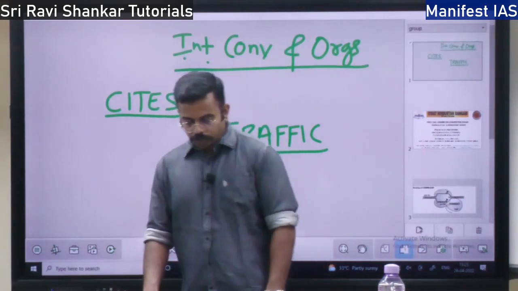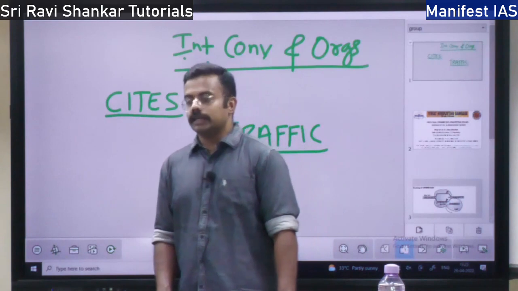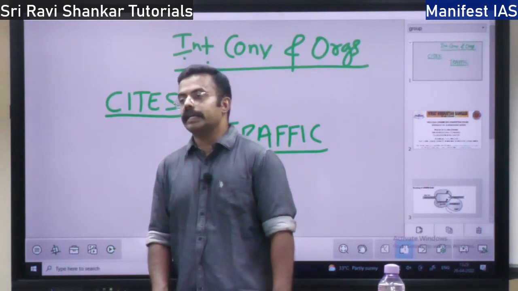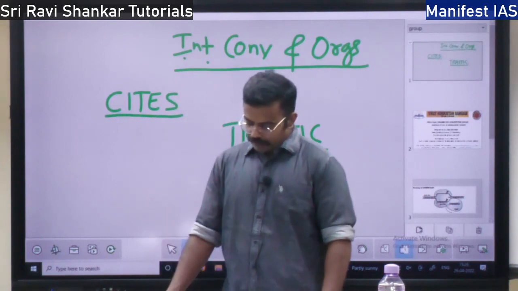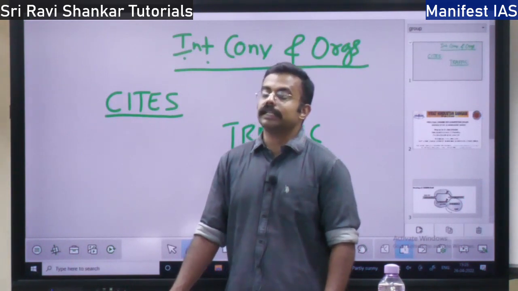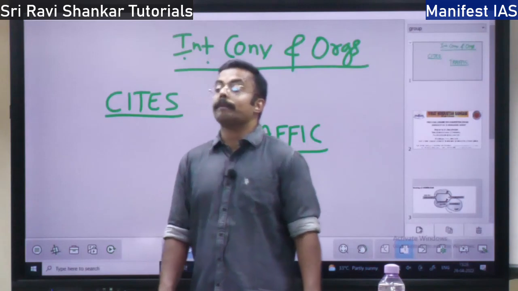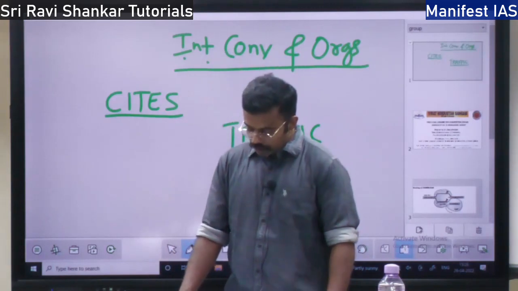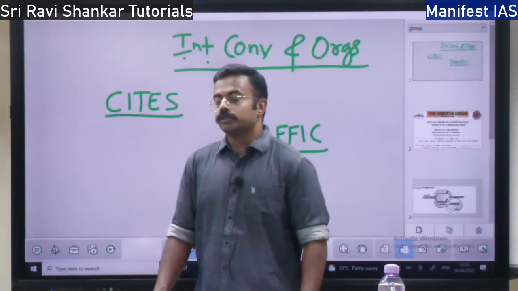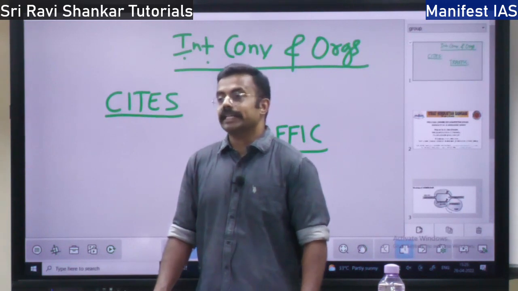What was India's proposal under this? See, India proposed to include the Great Indian Bustard, Bengal Florican and Asian elephant. Asian elephant, African elephant, I have told you the difference. These 3 species, India proposed to include in Appendix 1, that is highest protection, right? Why do these 3 species require special attention? They are critically endangered, especially the Great Indian Bustard.